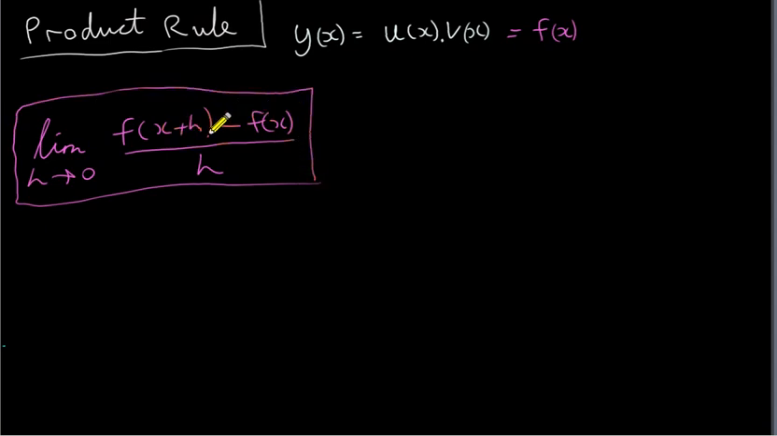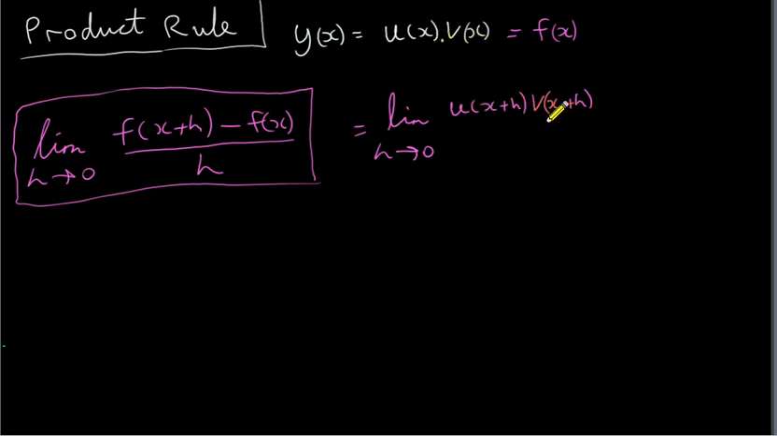So what is f of x plus h? Well, we just replace x with x plus h. So this thing becomes the limit as h tends towards 0. Replacing x with x plus h gives us u of x plus h multiplied by v of x plus h. So that's f of x plus h. We just replace x with x plus h.